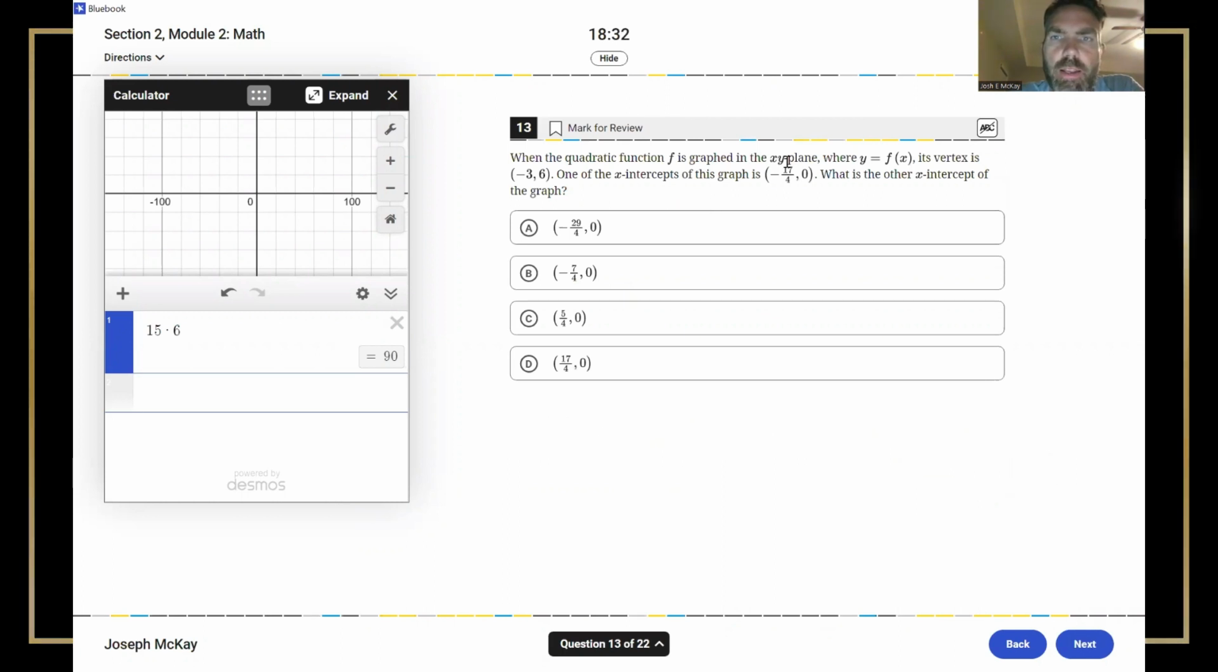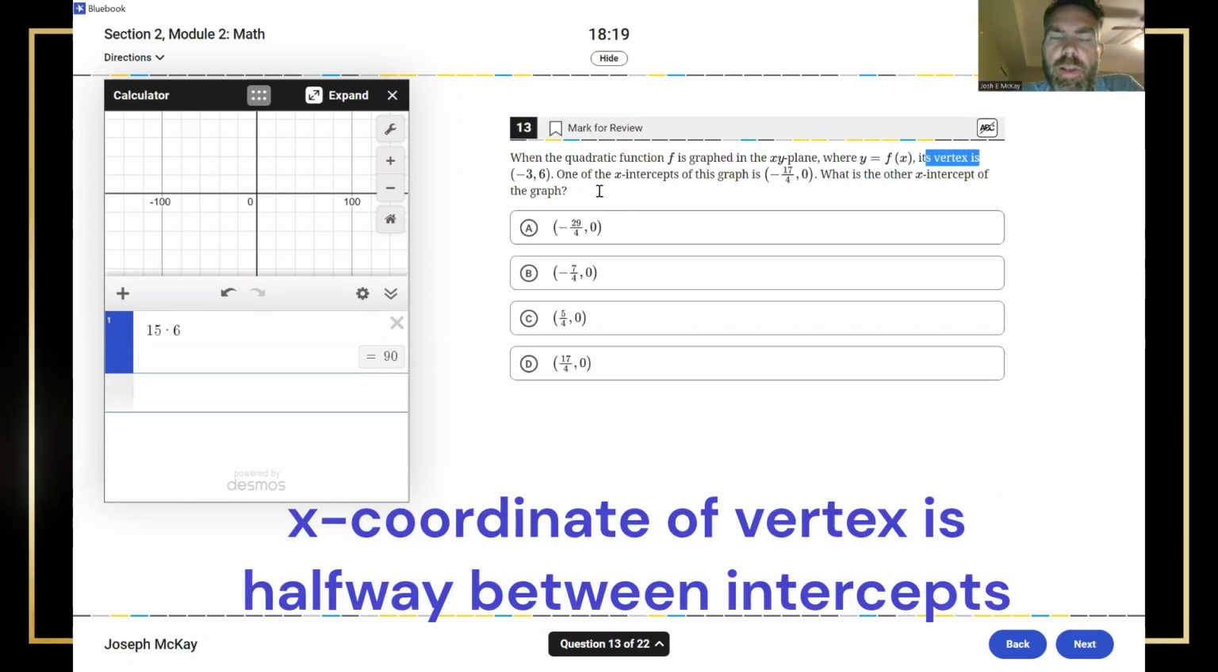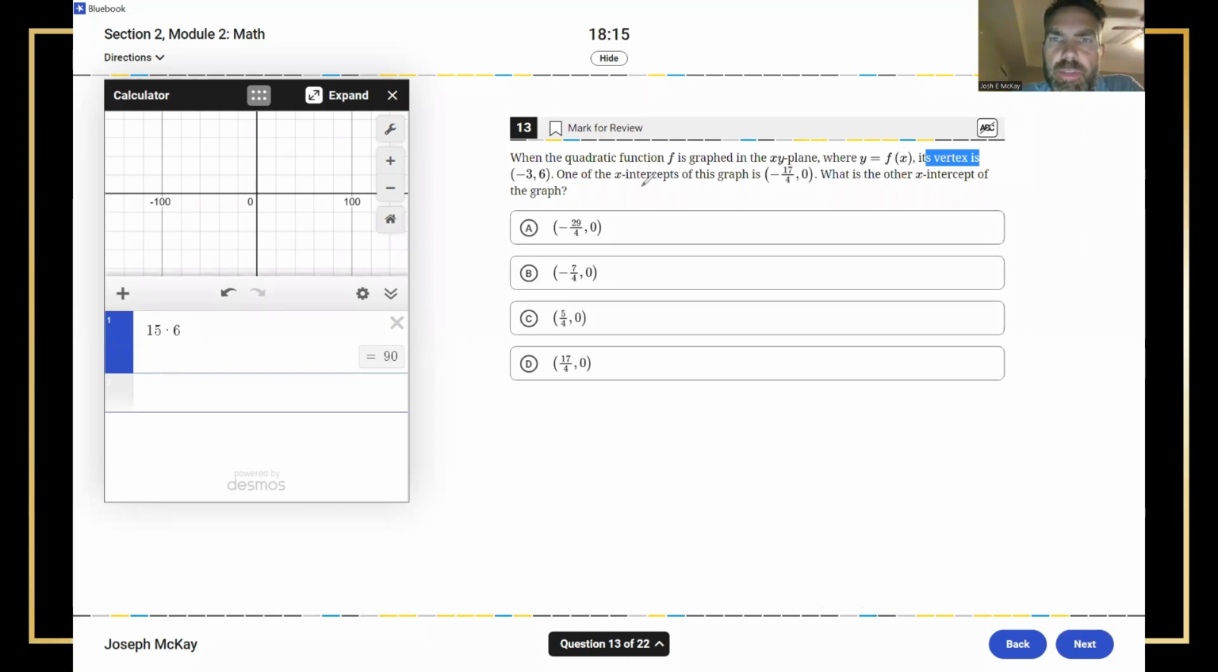When the quadratic is graphed, the vertex is minus 3, 6. One of the intercepts is given, what is the other intercept? This is just something to know. The vertex of a parabola is always halfway between the two intercepts. So if one of my intercepts is, or if the vertex, the x coordinate, so let's ignore these y's, the 6 and the 0, these are all going to be irrelevant.